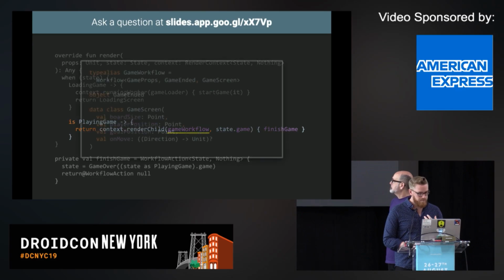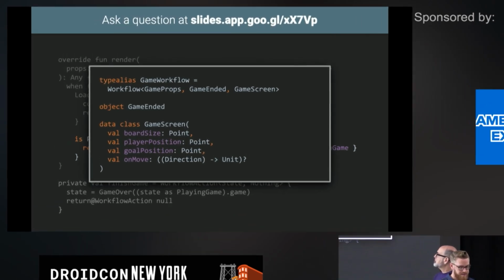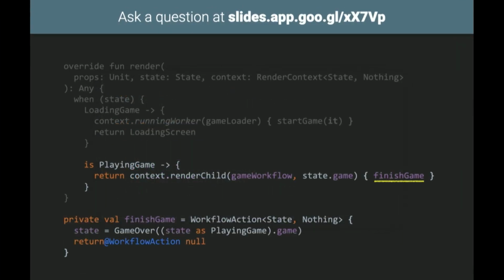So this game workflow, the actual types, we just define a type alias. Presumably, the actual game implementation lives in a different module somewhere. But we have the entire contract for the game workflow defined right here. It's really simple. We have something that we emit when the game finishes, and then this game screen thing, which looks a lot like the game props, but it also has an event handler. So that's the game workflow.